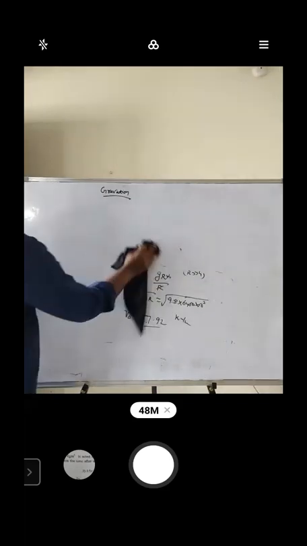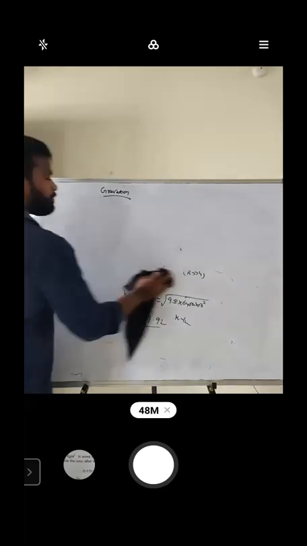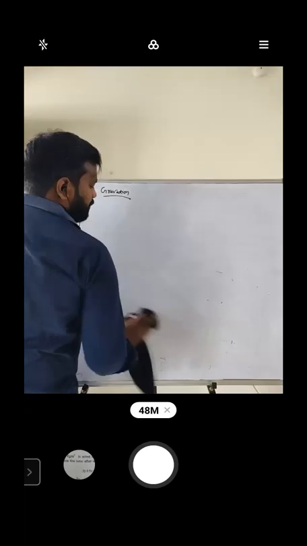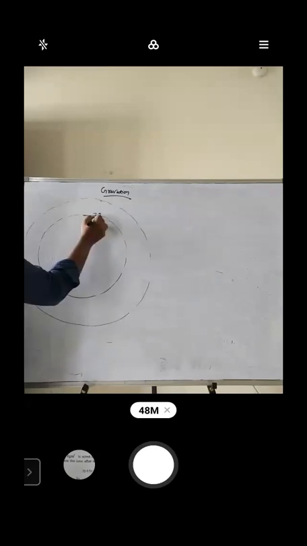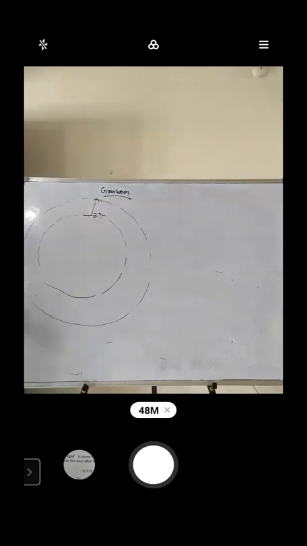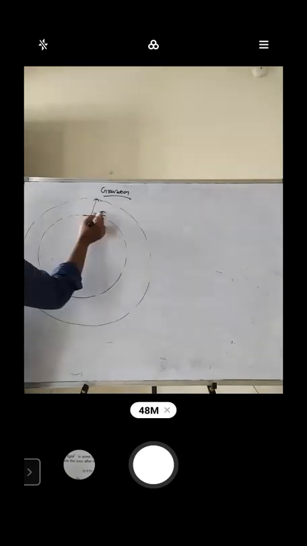Because it requires minimum velocity, no, sir. So suppose this is the planet, this is an orbit, this is another orbit. Here the object is moving at 7.92. It needs to jump from here to here. Does it need to be applied more or less? More. Compared to 7.92, we need to apply more.